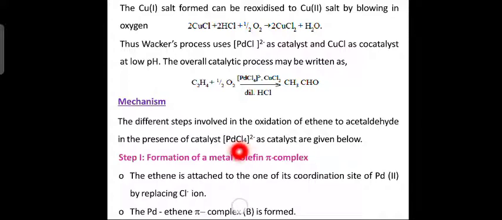Now, the ethene is attached to one of the coordination sites of palladium by replacing Cl minus ion. The palladium ethene pi complex B is formed. We get palladium ethene pi complex B.